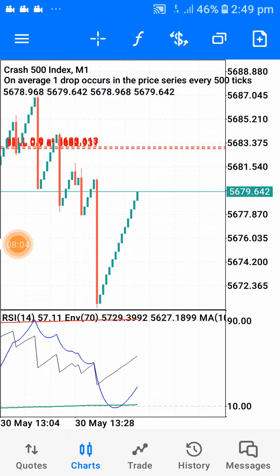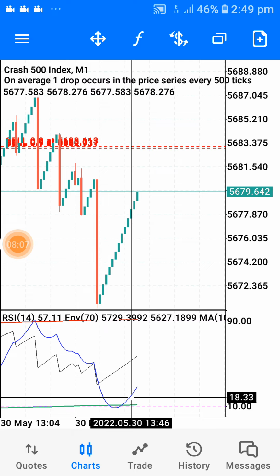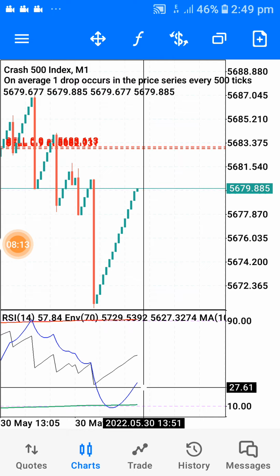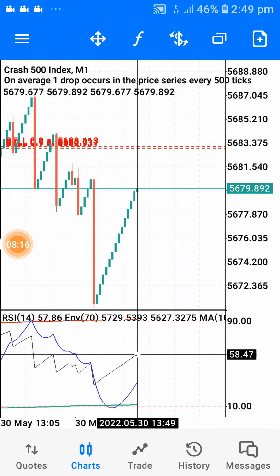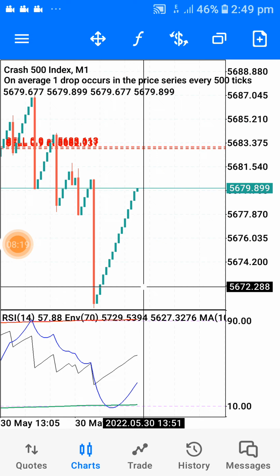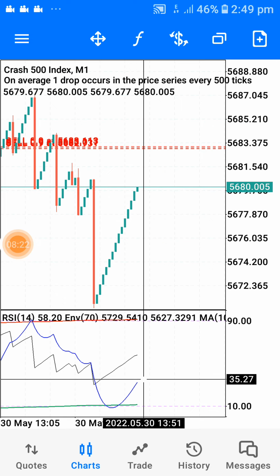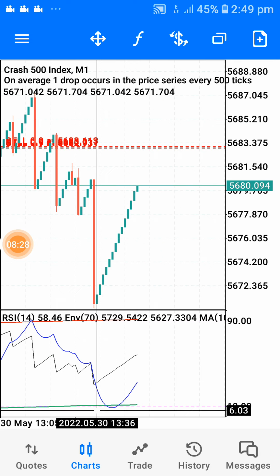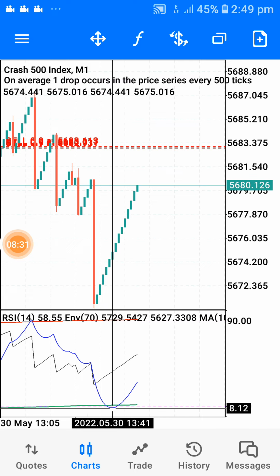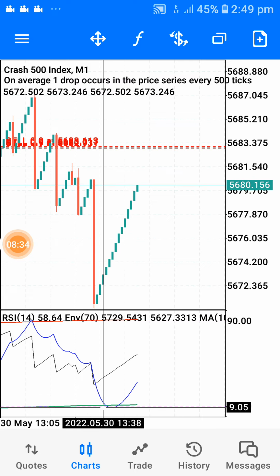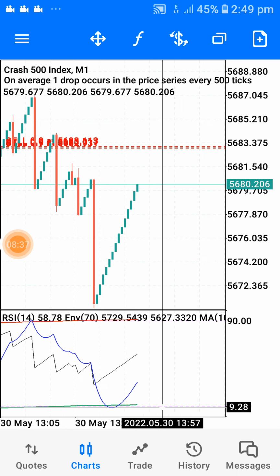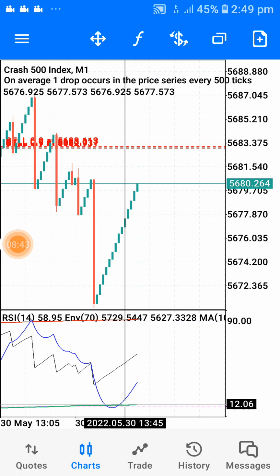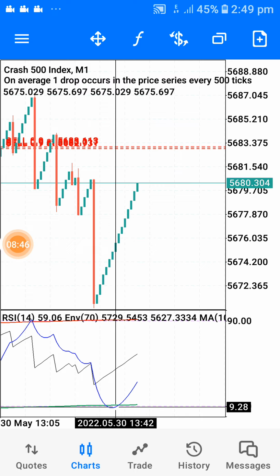Now you can see for yourself. This is my moving average. The market is heading to an uptrend. It's an uptrend. You can see this blue line on the green line here at the bottom, this level 10. Once you get here, the market is at the support area. This is your support area.